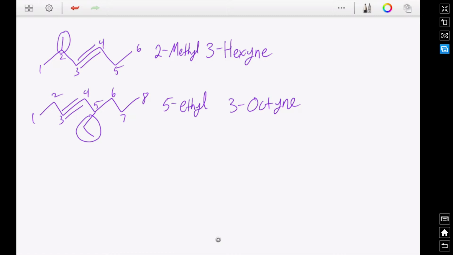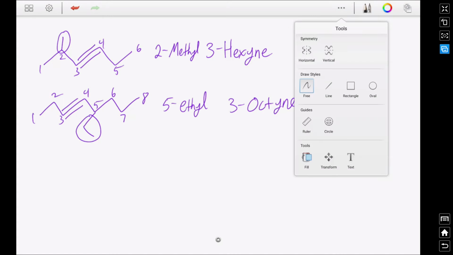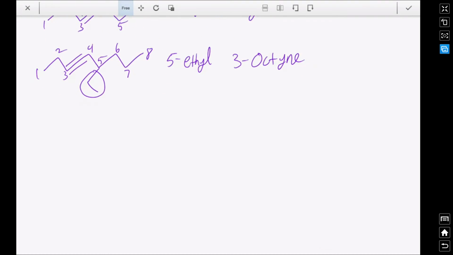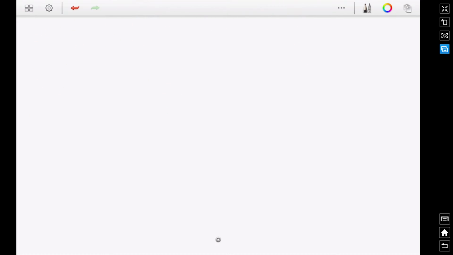Now, what happens if we have multiple double bonds or multiple triple bonds present? Well, it's actually not as difficult as it sounds. If I have multiple double bonds in a large carbon chain like this, I could have a double bond here and a double bond there. Let's number the carbons: 1, 2, 3, 4, 5, 6.